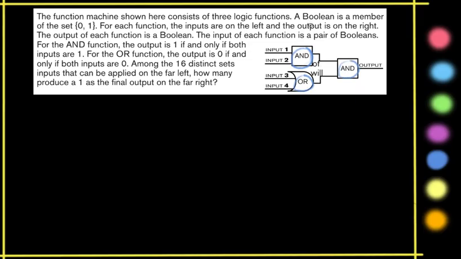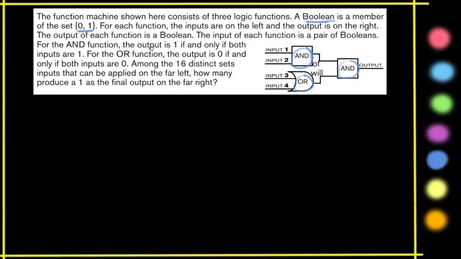So they're going to explain what that means. A Boolean is a member of the set 0, 1. So basically, a Boolean is either a 0 or a 1. For each function, the inputs are on the left and the output is on the right. Okay, so for this AND, you have 2 inputs here, and then you have an output coming out. And then that output is going in as an input to this one. The output of each function is a Boolean. The input of each function is a pair of Booleans. Okay, so we've got 2 Booleans going in and 1 Boolean coming out.